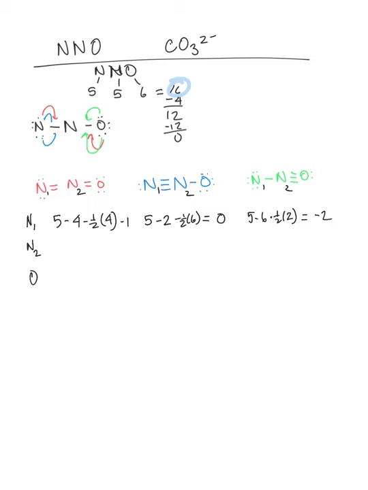Alrighty, let's go to the second N. So in the first structure, all of our nitrogens, we always have 5 valence electrons to start, minus 1/2 times 8 electrons in bonds, which gives us plus 1.